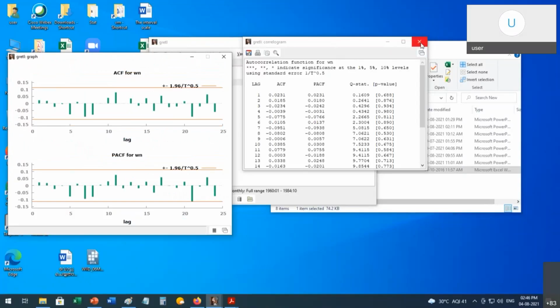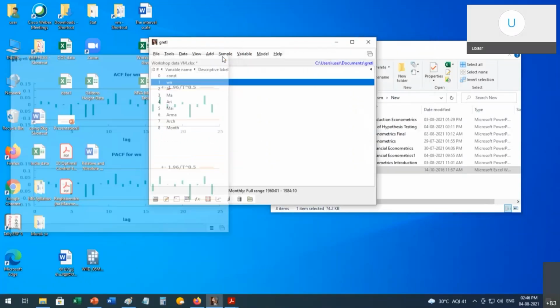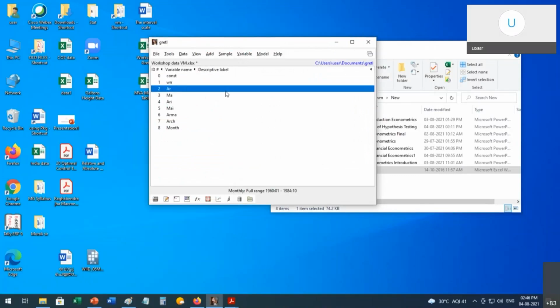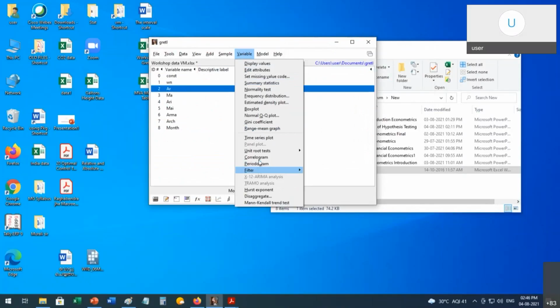Okay, I shall close this one. Then the second variable, go to the variable, then parallelogram.